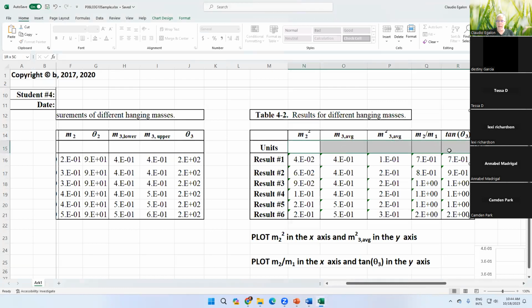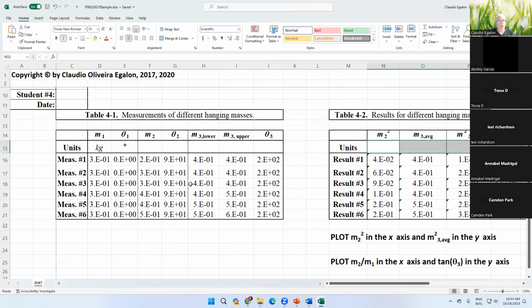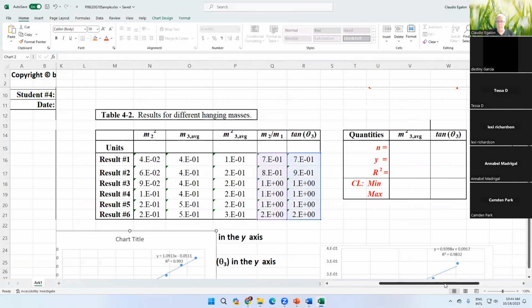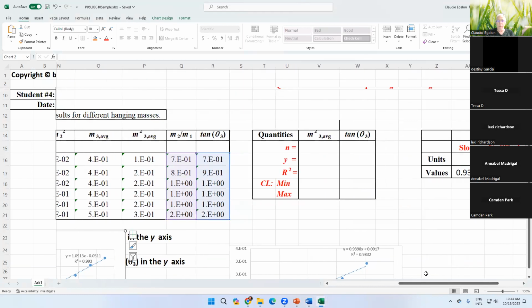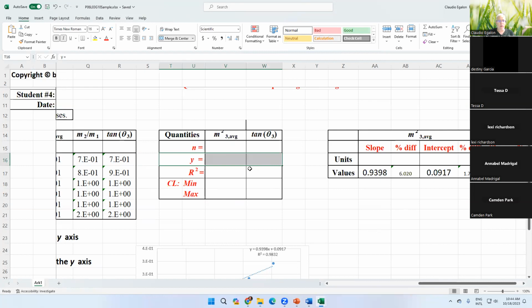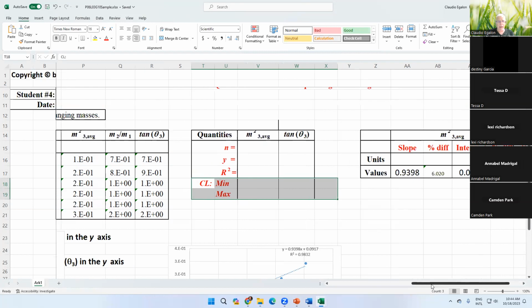Don't forget to put the units here, right? We have units here, units here. Then you're going to get a relation, right? Number of data points, the y versus x, the regression equation, R squared. From those values, you determine the CL. The units again, okay?